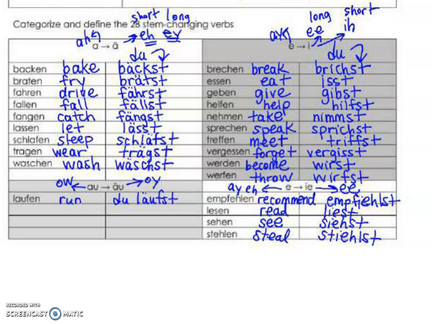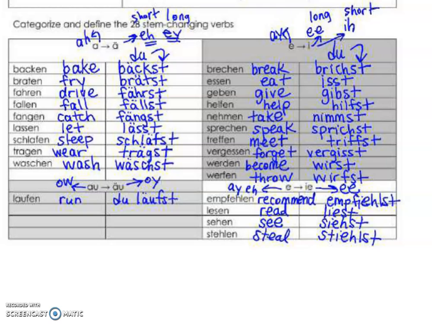Geben means to give, that's du gibst. Helfen means to help, that's du hilfst. Nehmen means to take, that's du nimmst. Sprechen means to speak, that's du sprichst. Treffen means to meet, that's du triffst. Vergessen means to forget, du vergisst. Werden means to become, du wirst.